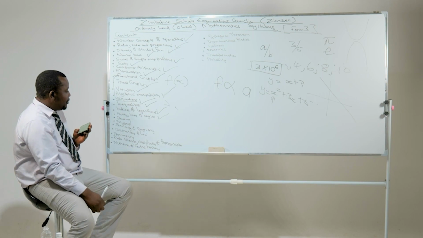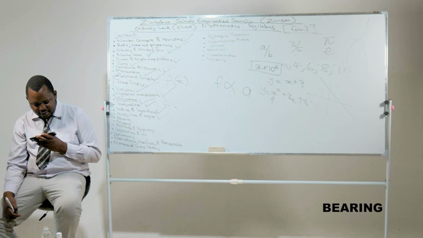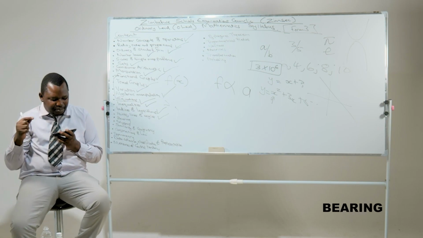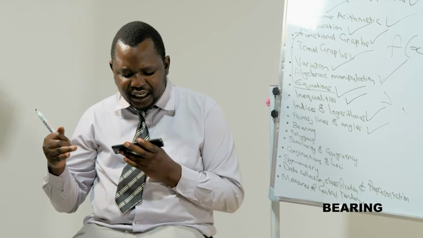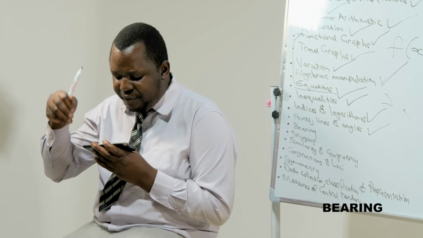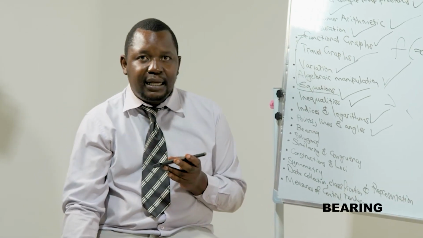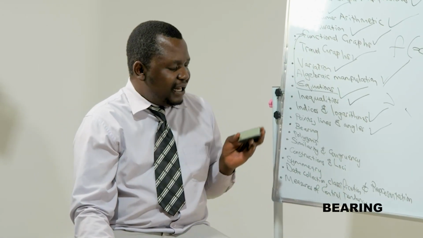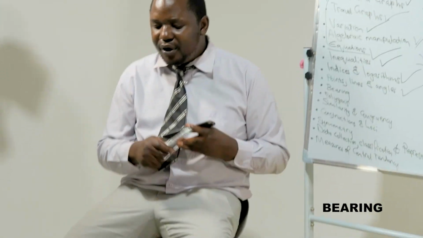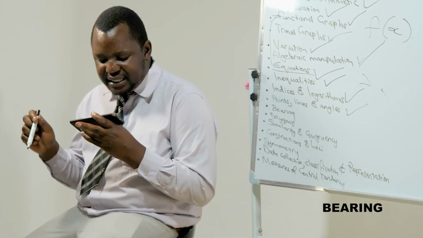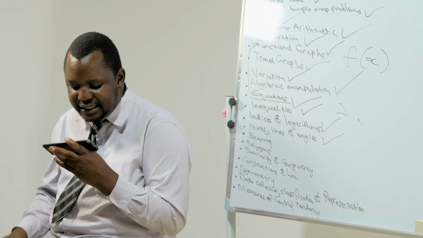Next is called bearing. The first objective on bearing, you need to illustrate bearing on diagrams. And the second objective, you need to solve problems involving three-figure bearing and compass bearings. And bearing is a very important concept because in geography, bearing is also applicable. Three-figure bearing, compass bearing, etc.